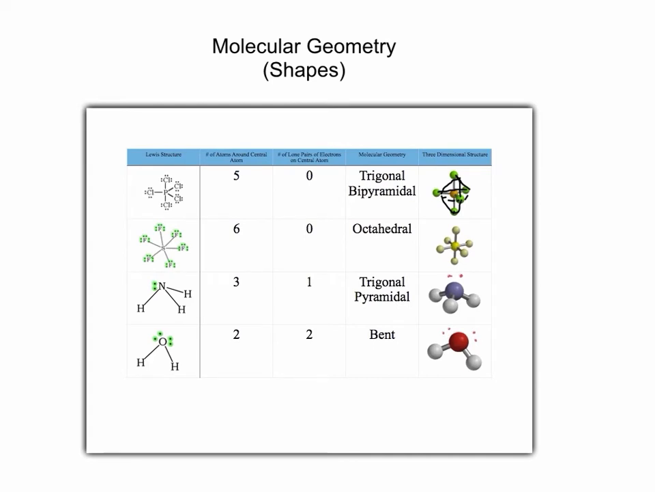Now there are a lot of shapes, but let me show you a trick for figuring out these more complicated ones. So if I look at NH3, this molecule, let's ignore that I have a lone pair, and let's count how many things are around my center atom. I have 1, 2, 3 atoms and 1 lone pair. That's a total of 4 things around my center atom.